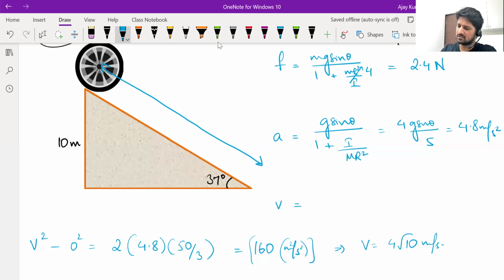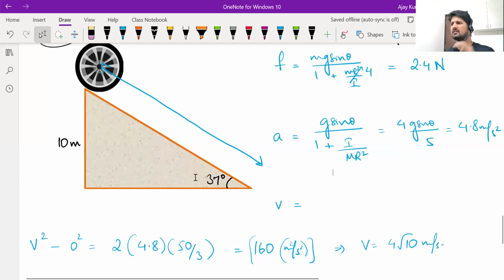It's just a question of I by mr square and mr square by I. That small confusion is enough to make you unsure of the acceleration. In your final exam, what's the guarantee that you'll remember this formula? So there's another way to find out the final velocity if you want, that is mechanical energy conservation. Let us try to do it that way.